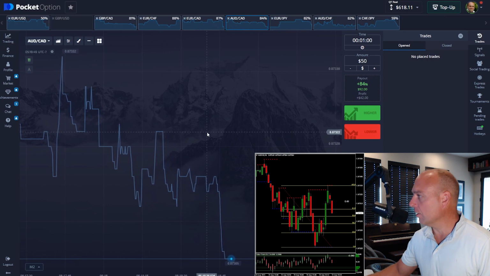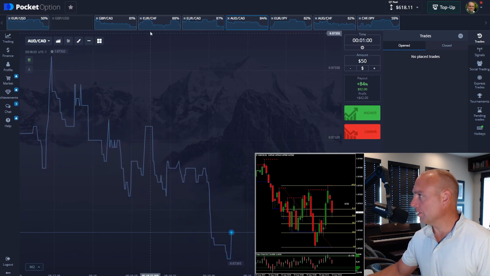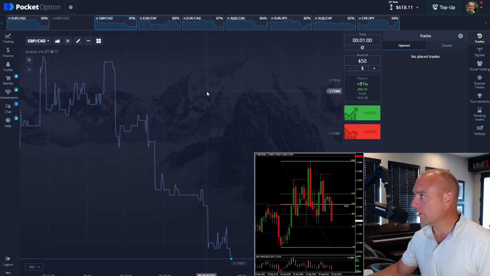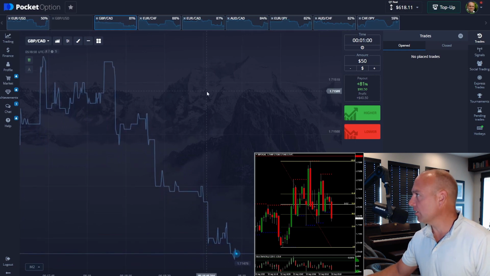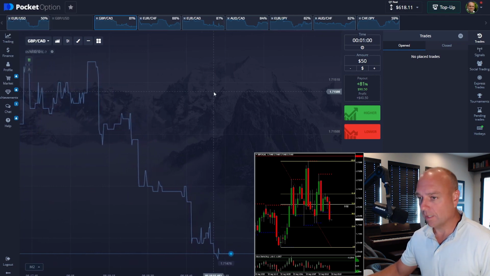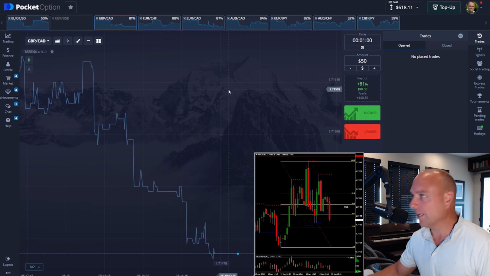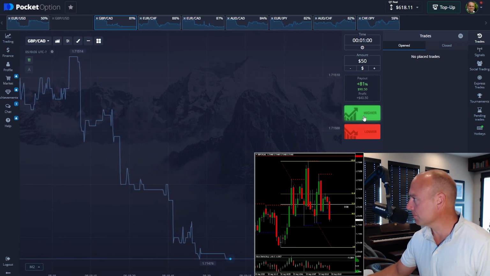Okay, kind of watching this Aussie CAD move down. Watching some of these Aussie pairs move through the money. A couple other pairs are moving. Just kind of glancing around. Pound CAD is in an interesting spot. Do we like Pound CAD here? I think I might. Am I going to take Pound CAD here? It's at a decent level.